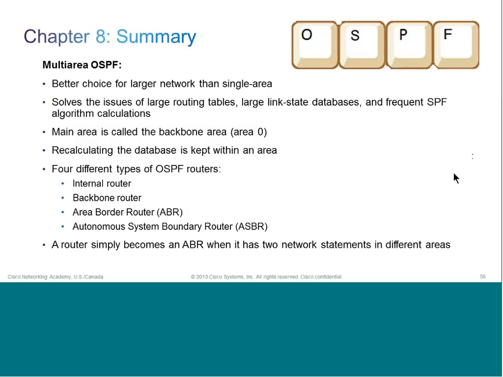A router simply becomes an area border router when it has 2 network statements. So if you look at the configuration in IP version 4, and you see 2 network statements and they're in different areas, then it's an area border router.